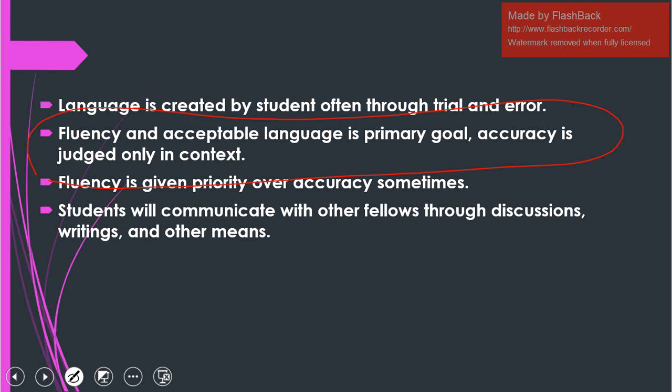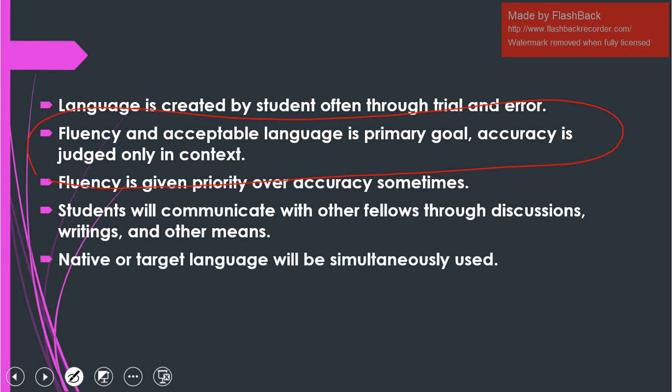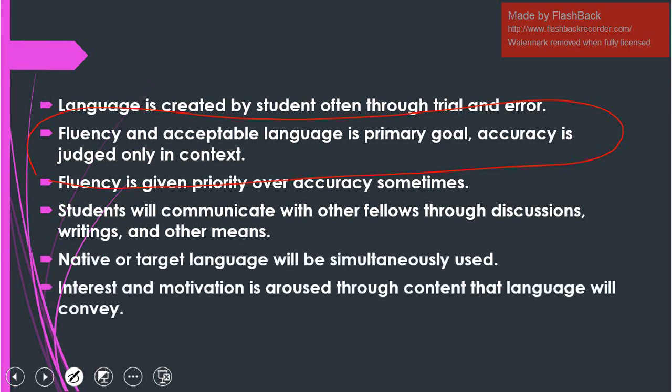Students will communicate with other fellows through discussions, writing, and other means. Native or target language will be simultaneously used. Interest and motivation is aroused through the content that language will convey. The content that you are giving to students, being a teacher, should be interesting, and it should encourage and motivate them.